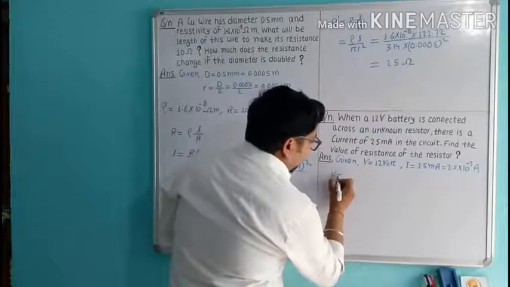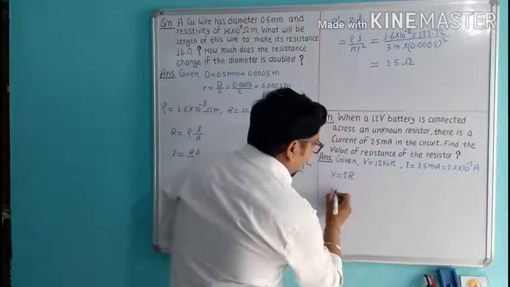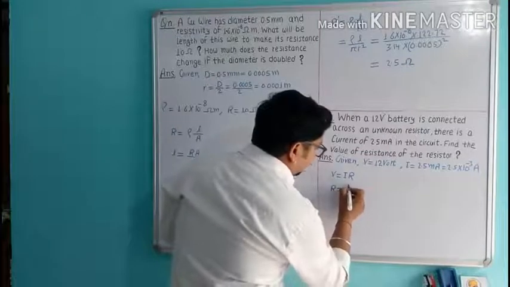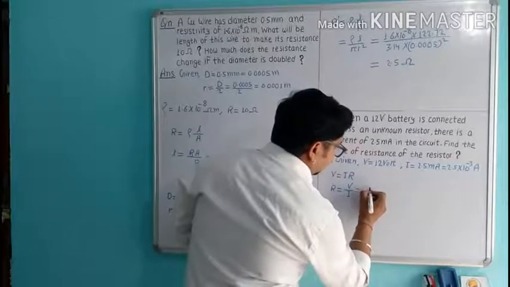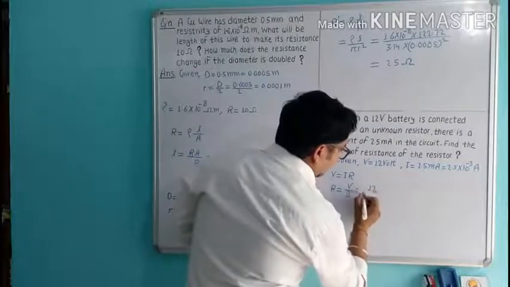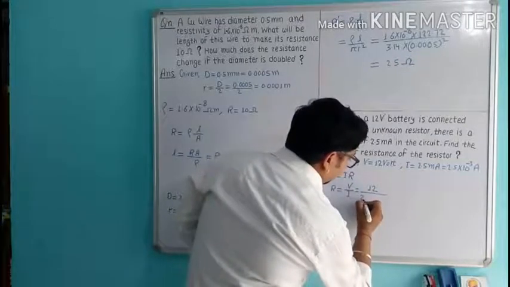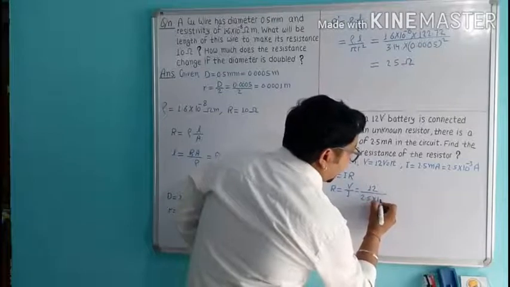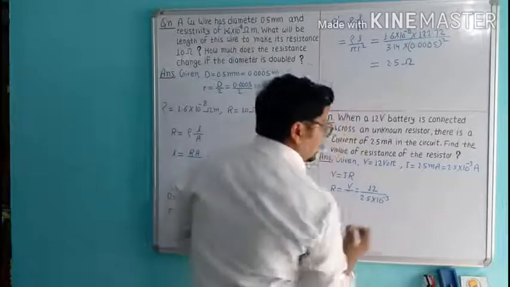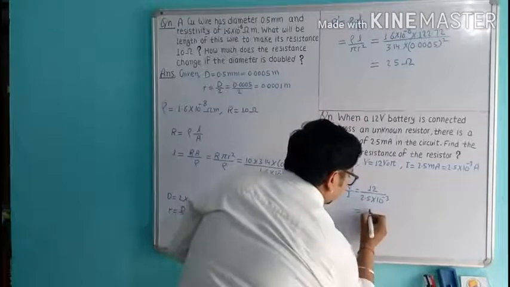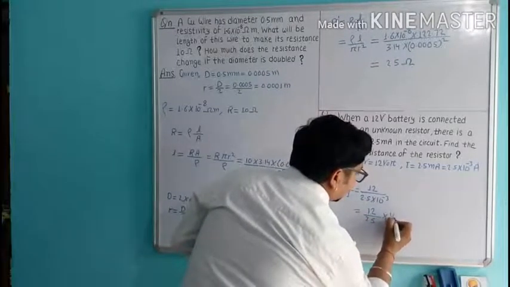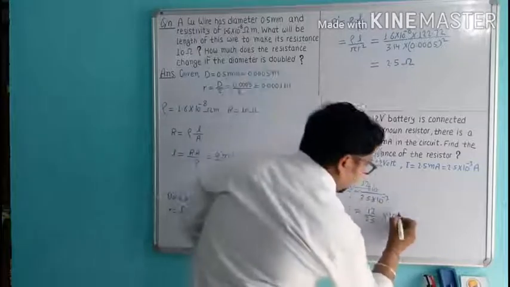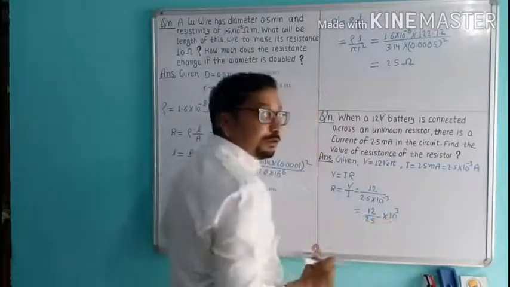Since we know the formula V is equal to I R, then the value of R becomes V upon I, that is 12 upon 2.5 into 10 to the power minus 3. When we solve this, 12 upon 2.5, take 10 to the power minus 3 from denominator to numerator, it becomes 10 to the power plus 3.